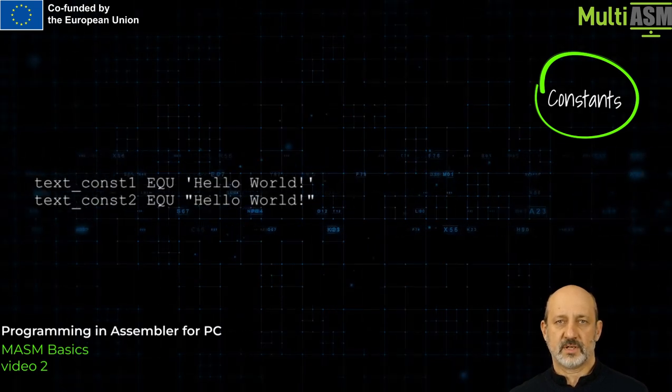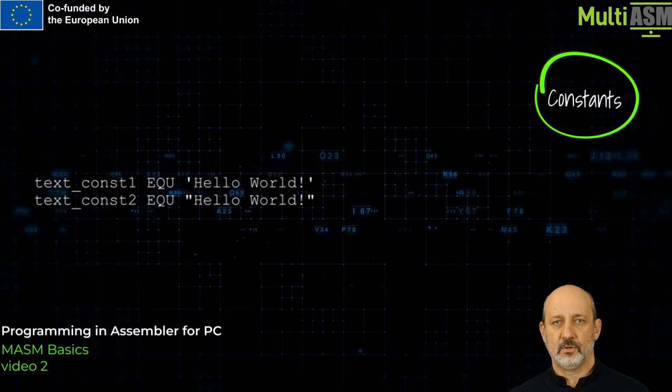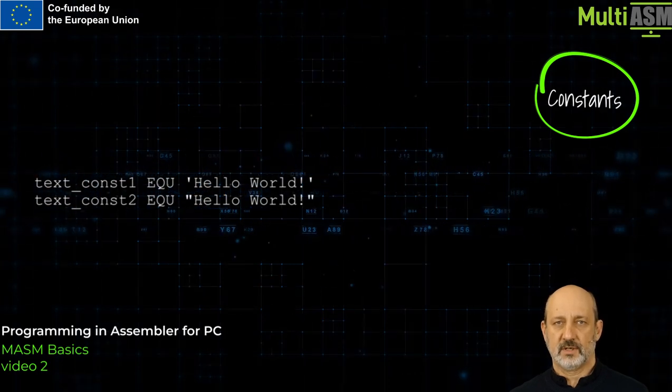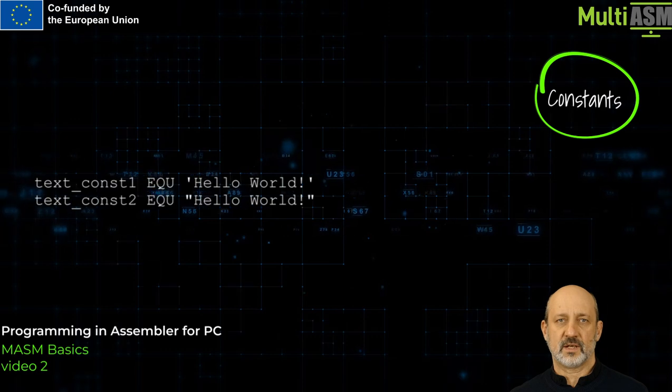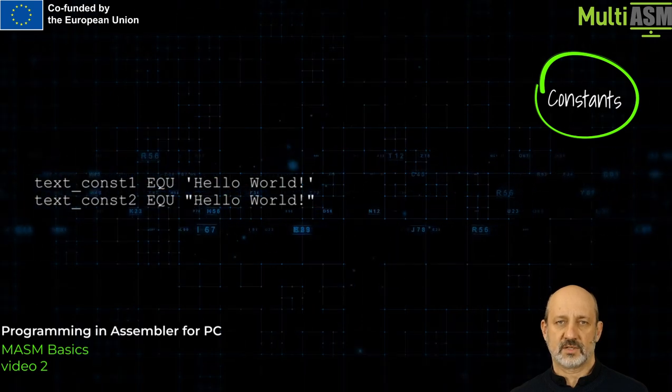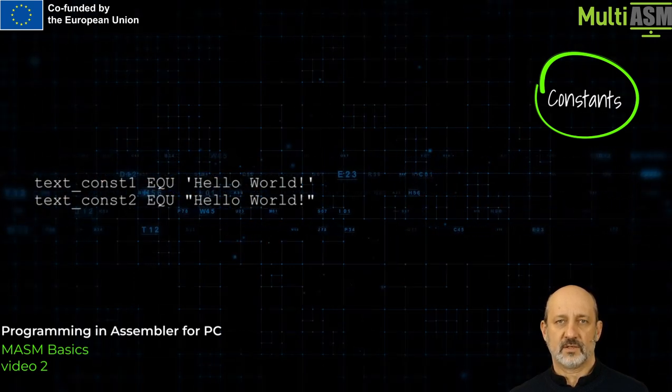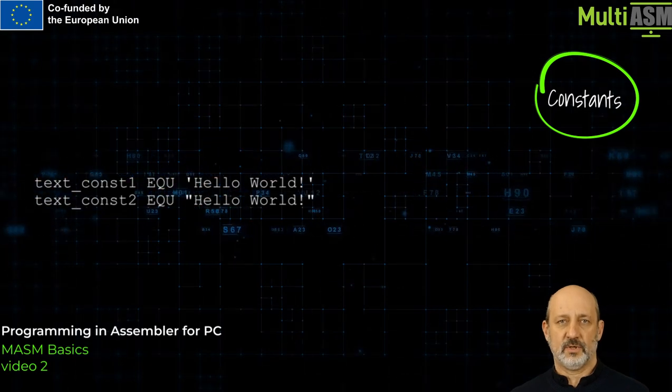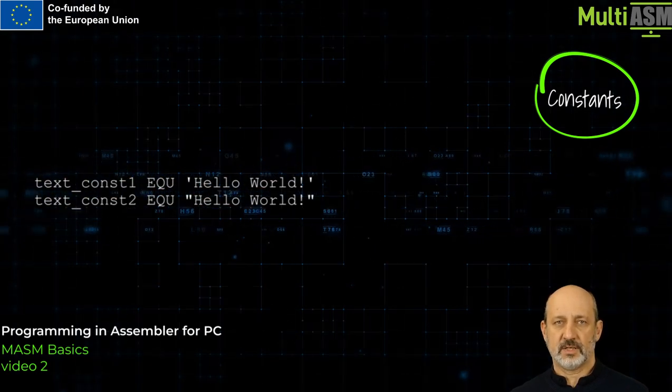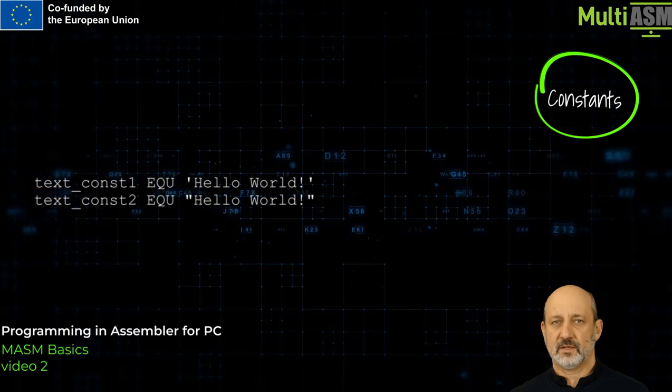Text string constants can be defined with equ or textequ directives. The text can be taken inside apostrophes or quotation marks. Text constants assigned with both equ or textequ directives can be redefined later in the program.